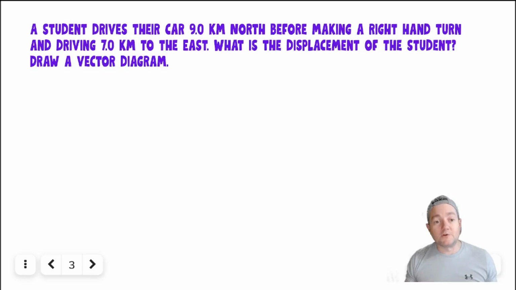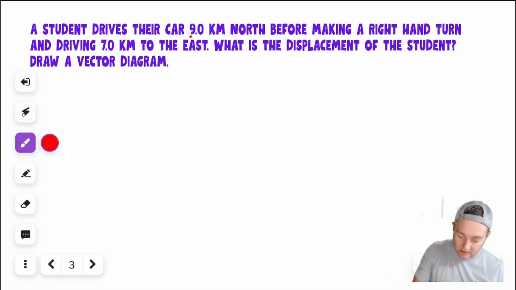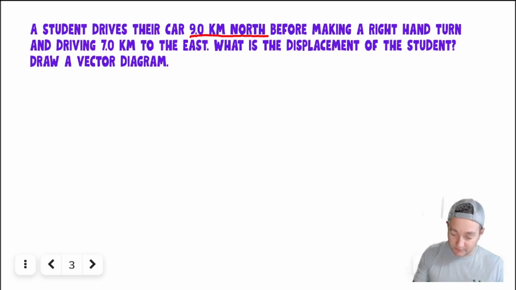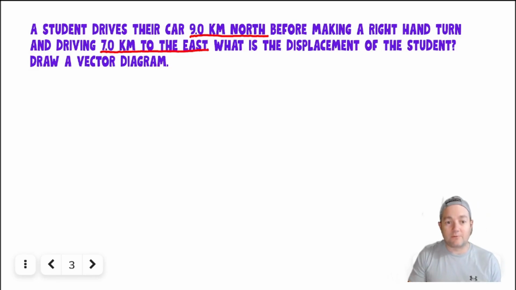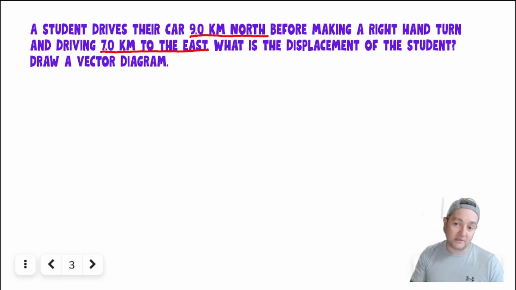So let's try that. All right, so here we got a problem that says a student drives their car 9 kilometers north. So let's make note of that number, 9 kilometers north, not per hour. Before making a right-hand turn and traveling 7 kilometers east. So there we go, 7 kilometers to the east, not per hour. I keep saying that. What is the displacement of the student?